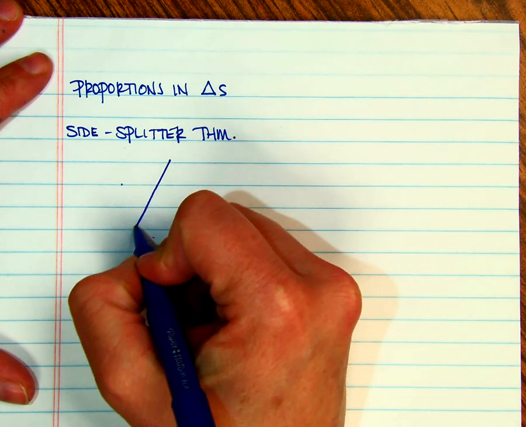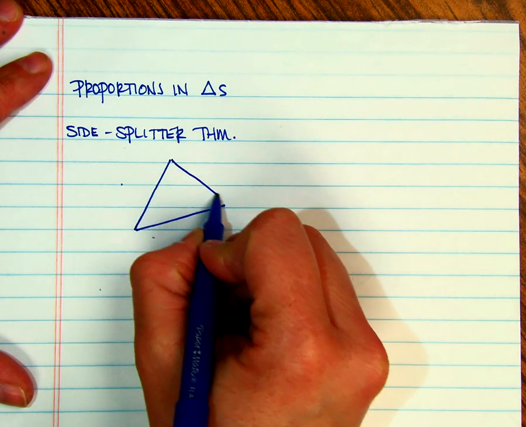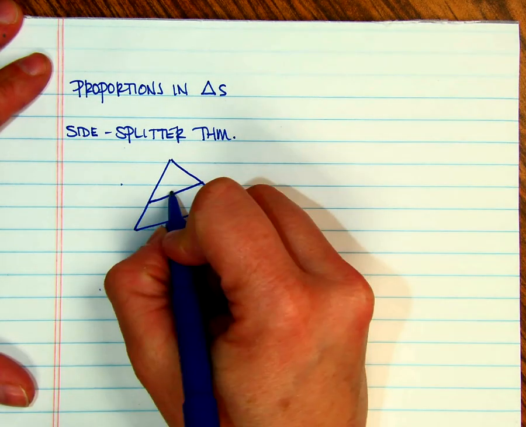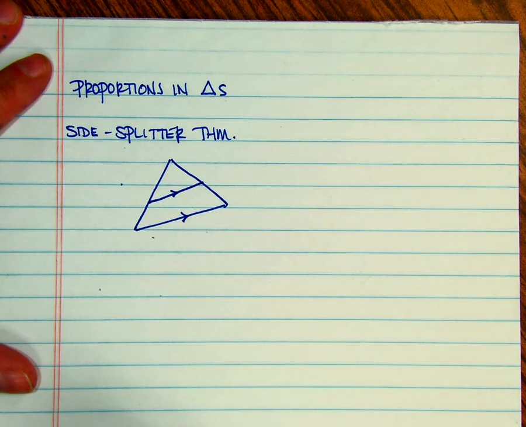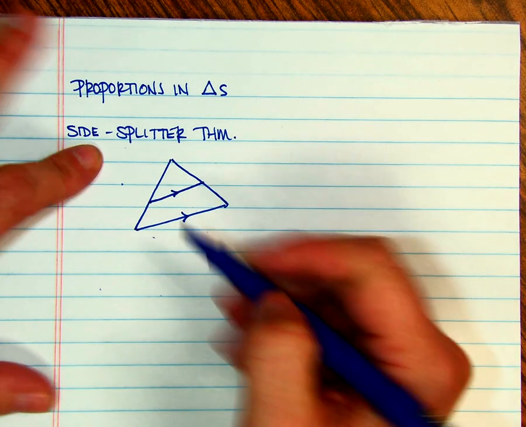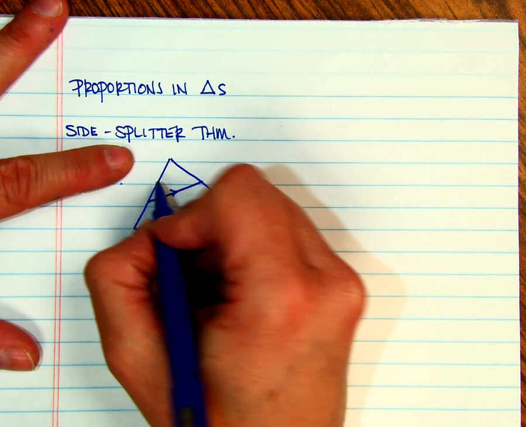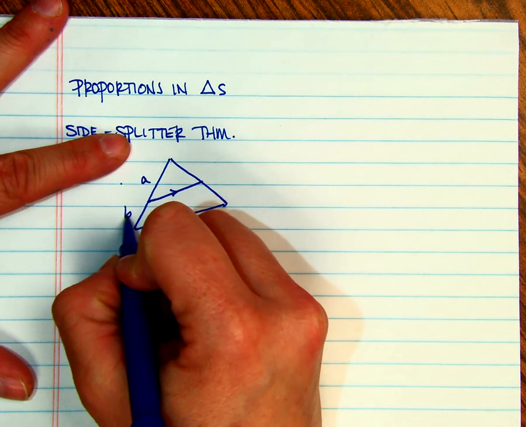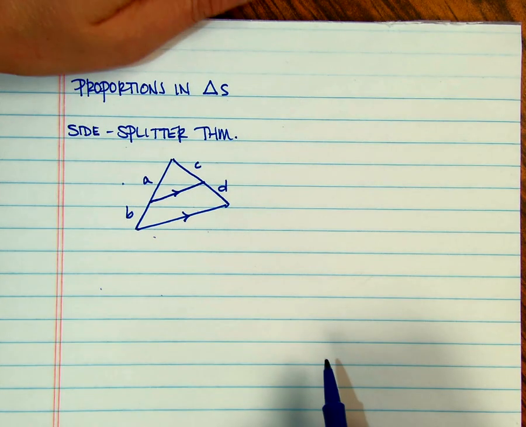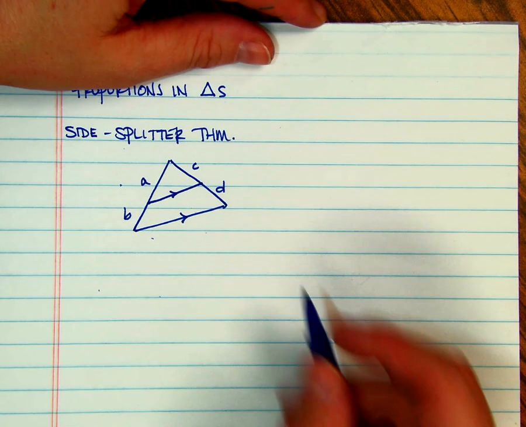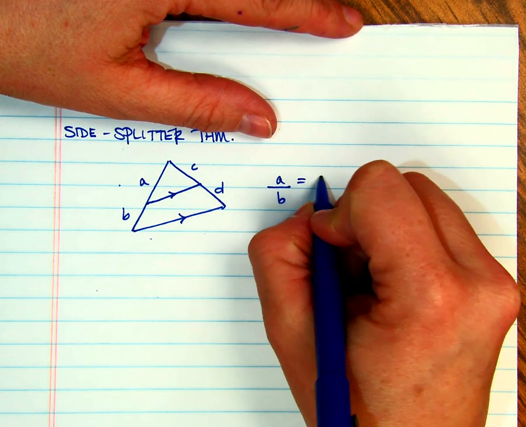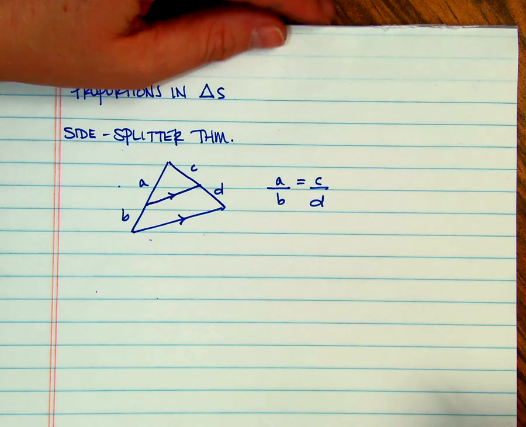And what this says is that if you have a triangle and you have a line, or a segment rather, that is parallel to one of the third sides, then it says that it splits the sides up proportionally. So if I were looking at this scenario, I would have side A, side B, side C, and side D. So I could set up A over B would be equal to C over D.